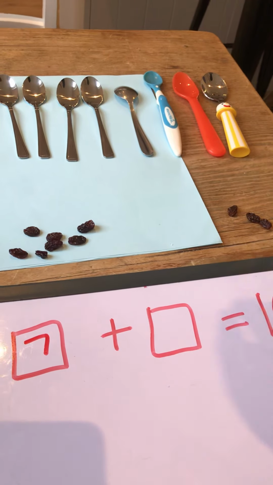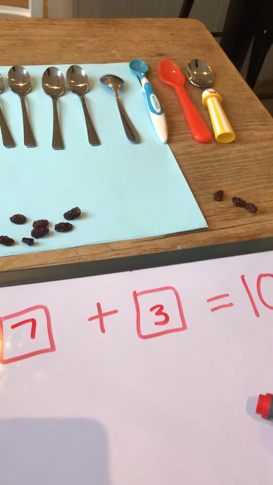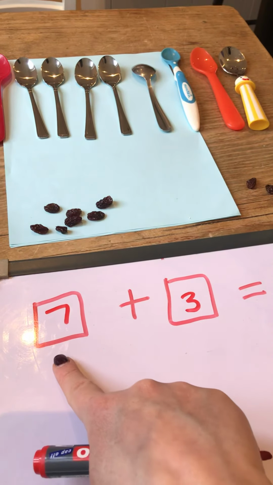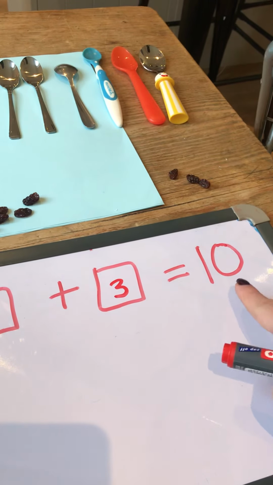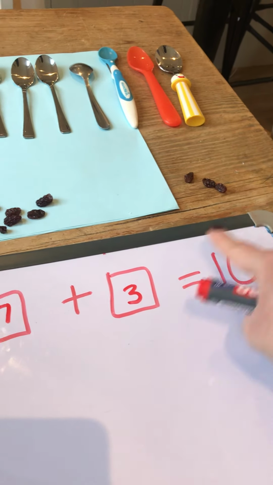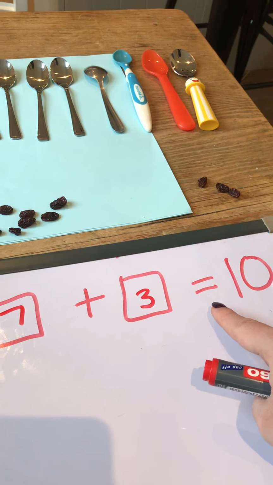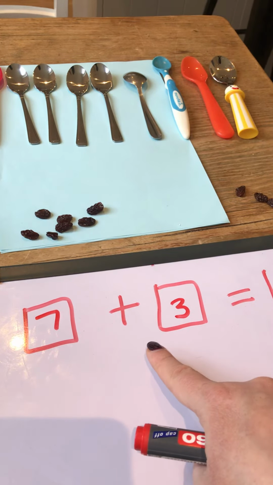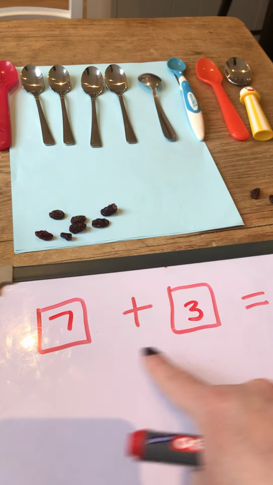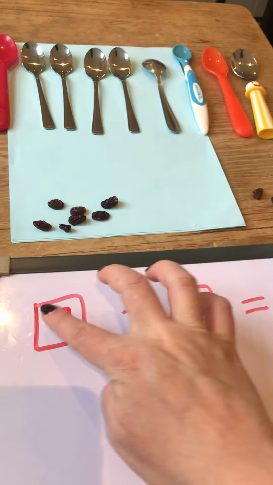There were 3 in this group, equals 10. So altogether 7 raisins and 3 raisins will make 10 raisins. 10 equals, is the same as, 3 and 7. If you put them together, 7 and 3, 3 and 7 would make 10. Okay? Let's try another one.